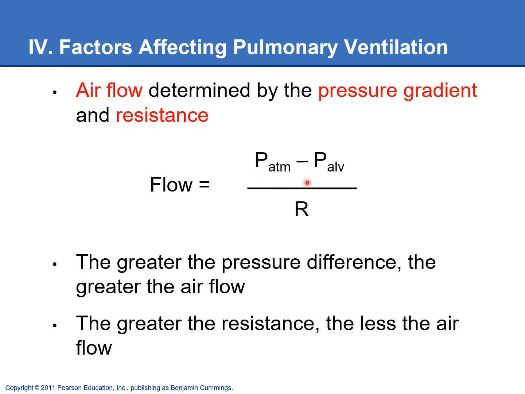So if the pressure gradient is higher, that will increase the airflow. For example, if you squeeze your abdominal muscles and you force more air out as you exhale, you will increase the airflow. And then resistance also affects airflow, but there's an inverse relationship. So if you increase the resistance, you would decrease the flow. For example, if you bronchoconstrict, that would decrease the airflow.